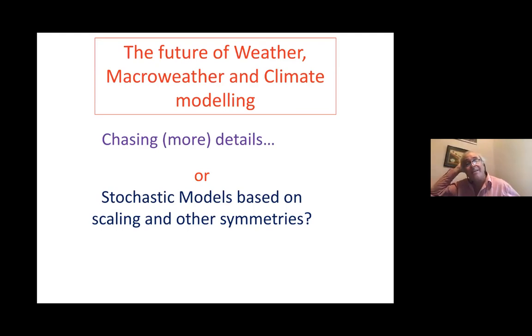I think we're heading for diminishing returns there. And I think it's time that we started to consider which details are relevant and which are irrelevant, instead of just brute force calculating them all and then averaging most of them out. So what that means is that we really have to use stochastic models based on scaling or other symmetries.